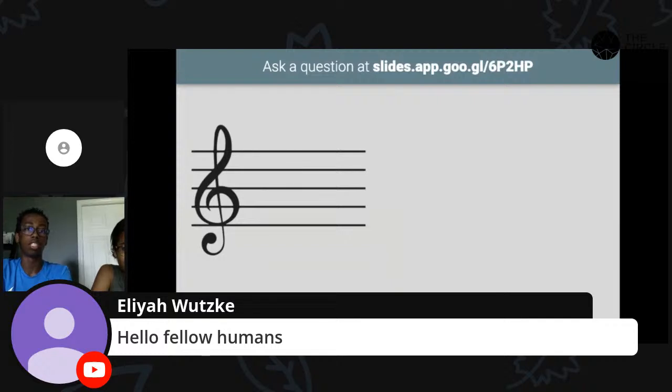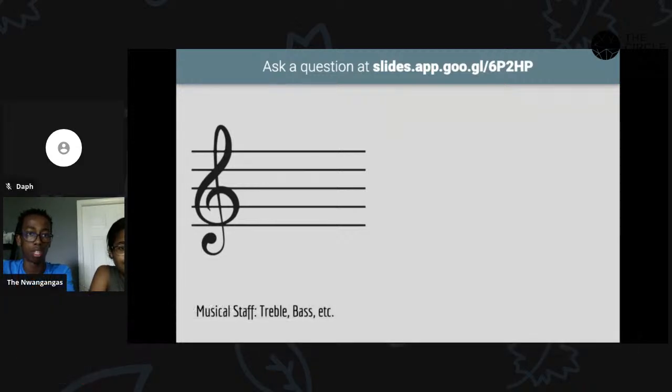Let's begin with the staff. The staff is the foundation of all musical reading. The types of notes read are determined by their position on the staff. In order to play almost all instruments, you will have to either read the notes in the staff or read chords. As you can see above, there is a staff with a symbol on it.